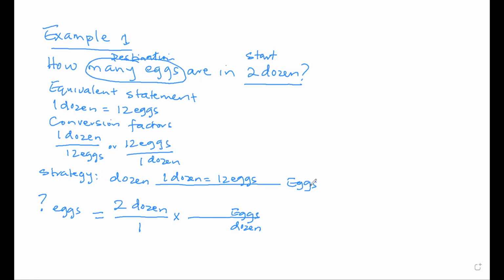Okay. Now, we look at these 2 conversion factors. Which one looks like this? It will be 12x over 1 dozen. Then we cross out. And then it will be 2 times 12x equals 24x. Okay?